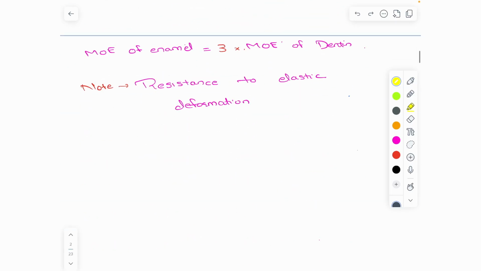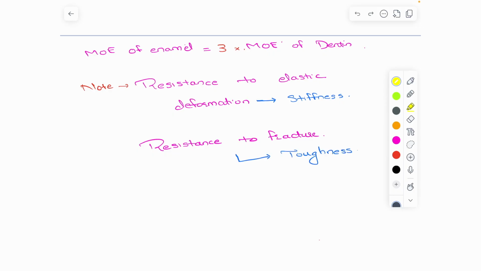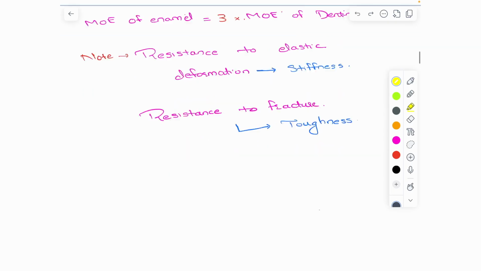Okay, now yes, resistance to elastic deformation is what we said, it is the stiffness. Now just a related term, resistance to fracture is known as toughness. So two very important points: resistance to elastic deformation is stiffness, resistance to fracture is called the toughness of a material. More details, I have explained in the detailed lecture.